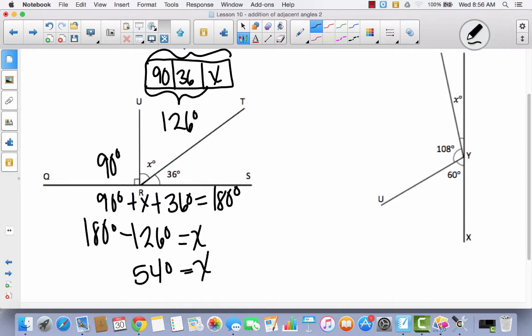Okay, so let's take a look at this one. Again, same exact strategy, it's just turned sideways. So let's come up with an equation. Why don't you try to do this one all by yourself and then come back. If you get stuck, you can always press play and I'll walk you through it.